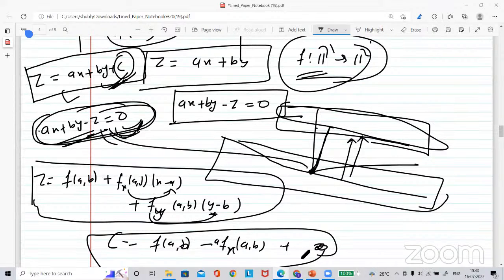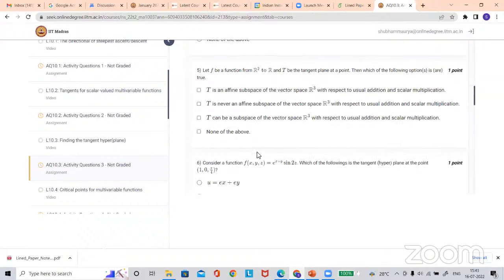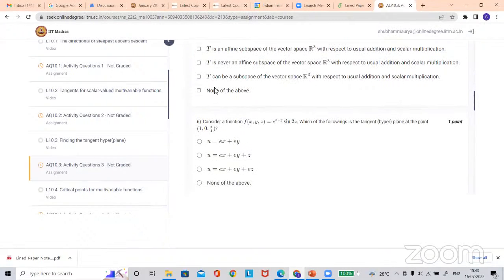Yes, sir. Okay. Anyone else have doubt? Sir, can you explain a little bit of linear approximation? I'm a little confused in that. Actually, I'm completely confused in that.